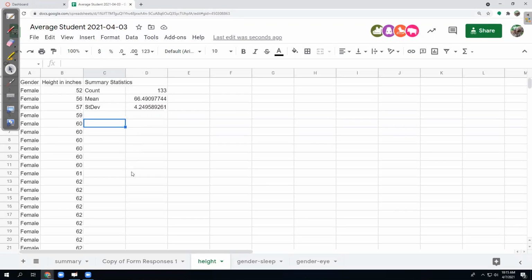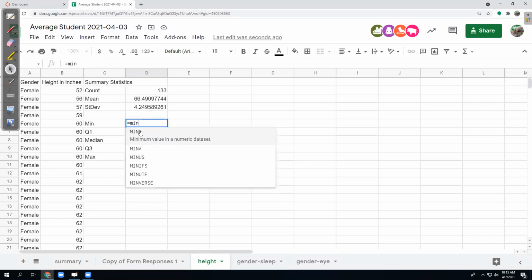So for the percentiles, I usually put them in the order of the 5-number summary. So I want the minimum, I want Q1 next, I want the median, and then Q3, and the max. So I like to put those in order next. So min, pretty straightforward, command is min.